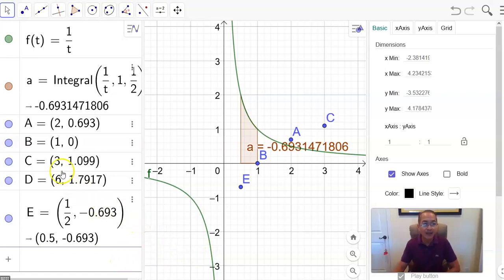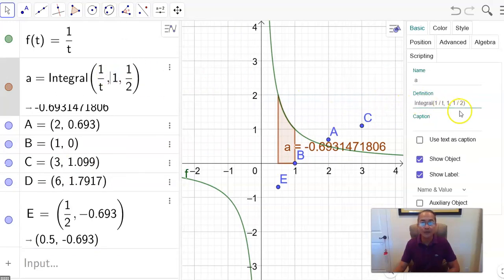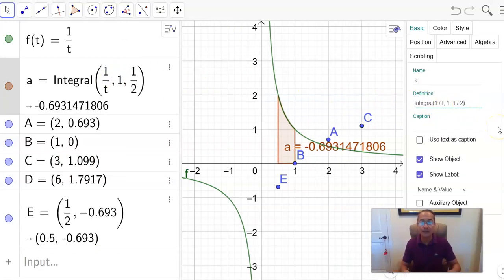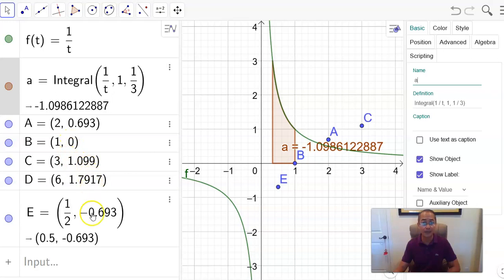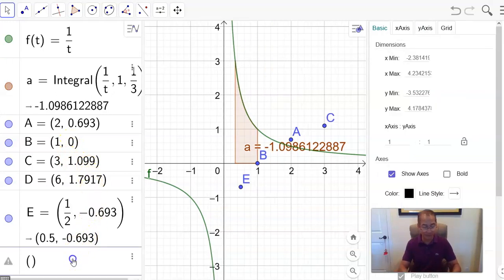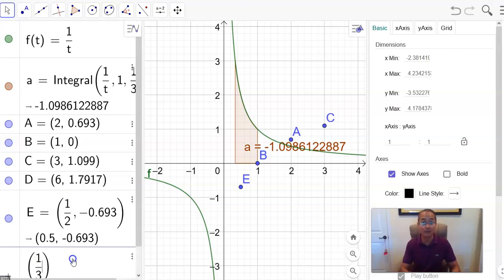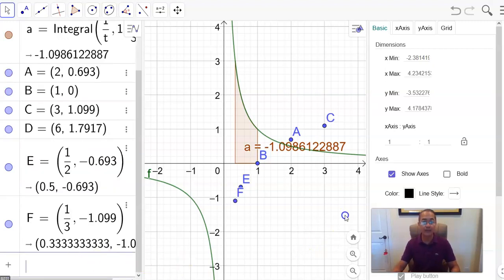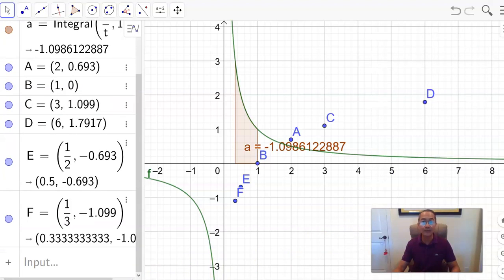Let's try it for 1/3. So it worked well for 3, let's try 1/3. What happens? We get minus 1.0986. This can't be a coincidence anymore. Something is going on here, and you probably know what it is if you remember your pre-calculus. 1/3 and negative 1.099. So that is another point on the graph of our ln function.